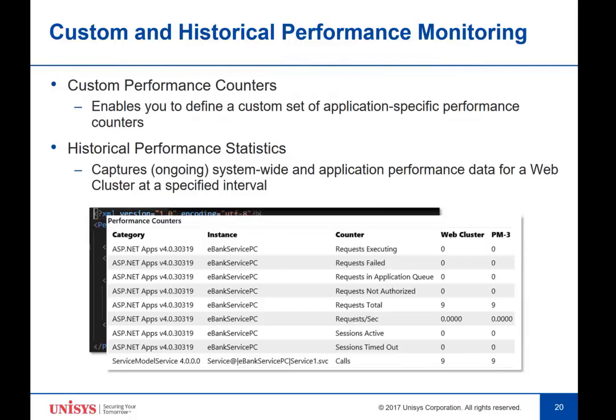Now for historical performance statistics, this is an ongoing process. You turn this on. The timing can range from 1 second to 1 hour, the interval of when we capture performance data. And there's a new command to retrieve that performance data, and it's returned in Windows binary format, a format that can be uploaded into performance monitoring tools, one of them the Microsoft Performance Monitor.